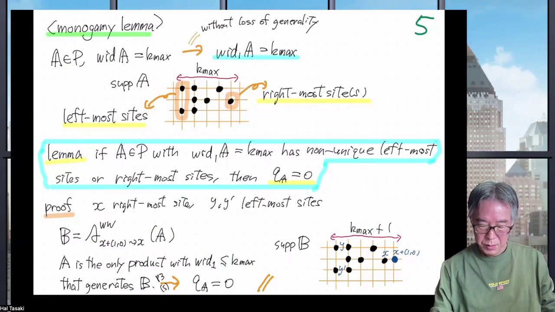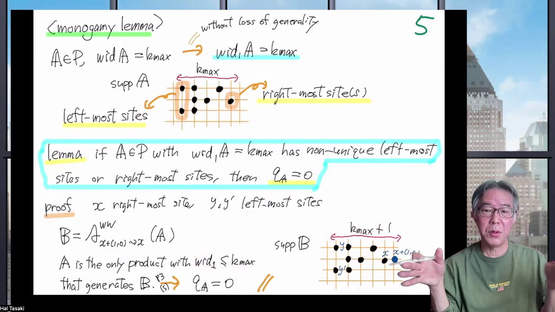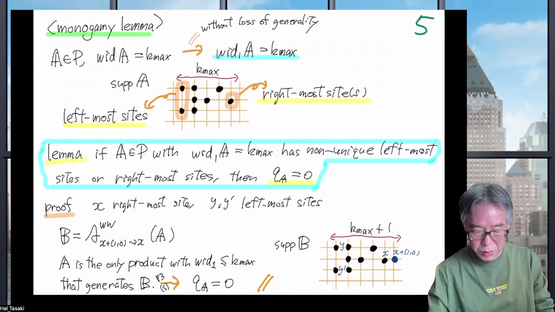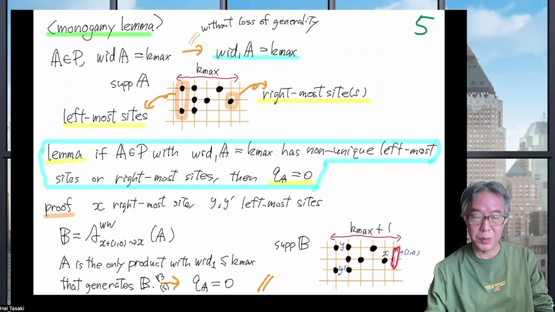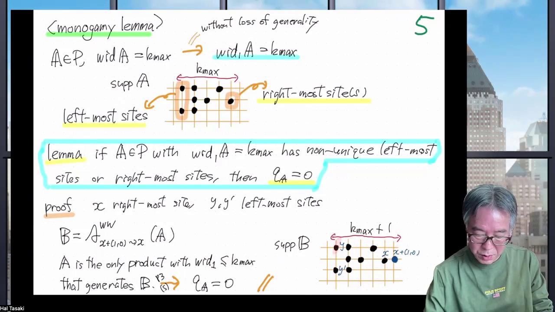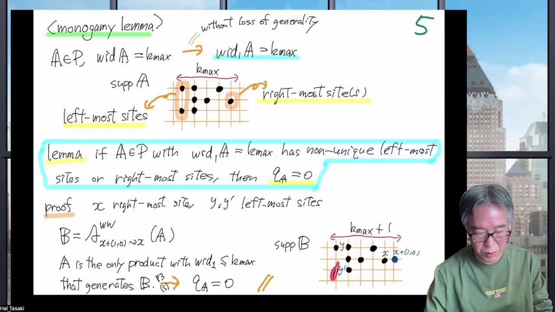Now, I argue that this A is the only product with this condition that generates B. Why? Well, you ask what A prime can generate this. Looking at this, you find A prime by eliminating one of these sites from the support. But the condition is that it must have horizontal width Kmax or less. Then you have to reduce the width. But the only way you can reduce the width of this is to eliminate this site, but then you go back to this original A, right? You may think about eliminating this site, but it doesn't reduce the width. The same goes for any other site.